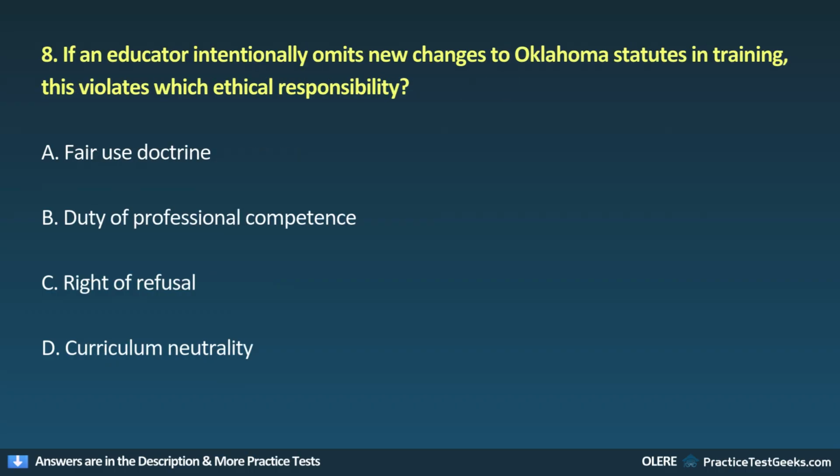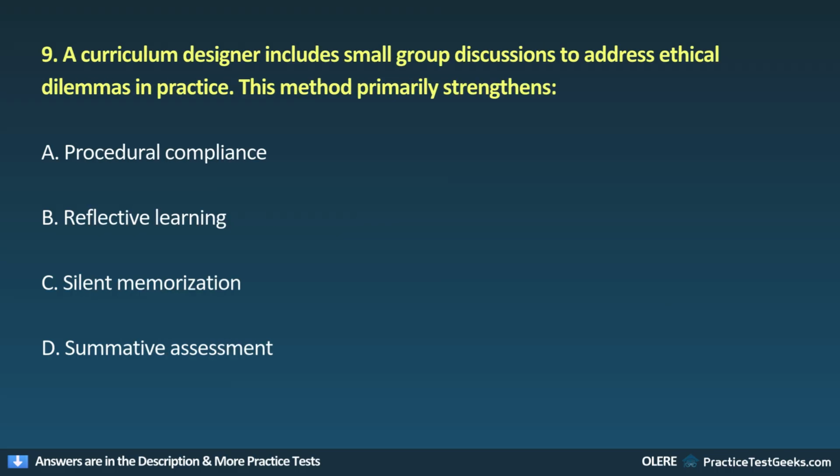8. If an educator intentionally omits new changes to Oklahoma statutes in training, this violates which ethical responsibility? A. Fair use doctrine. B. Duty of professional competence. C. Right of refusal. D. Curriculum neutrality.